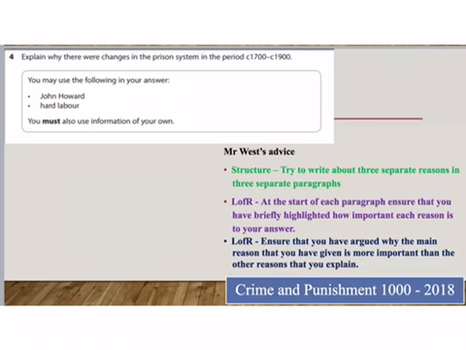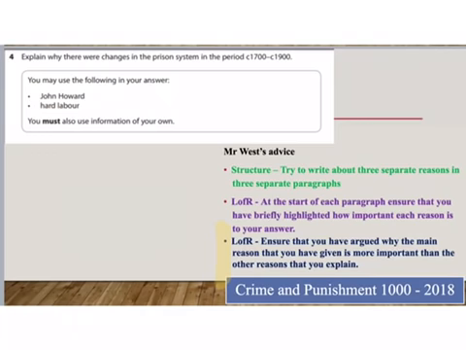Then on the next paragraph, you'd say something like, even though the role of reformers was the main reason the prison system was changing, the problems with the system itself were also an issue, and you'd tell me about those. But at the end of that second paragraph, you'd have to come in here and say, well, why the reformers, in my example, are more important than the problems in the prison system themselves.